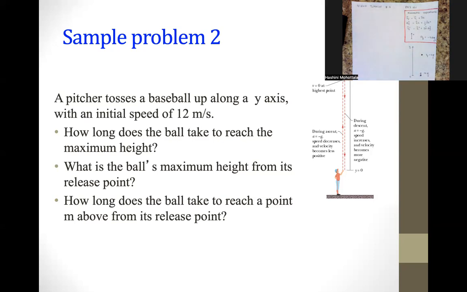So I'm going to go back to the recording. But before we go there, let's see what we are supposed to find. First part, how long does the ball take to reach the maximum height? And the second part asks, what is the maximum height? So basically, we are looking for time t in the first part and delta y in the second part. Now, don't get confused with delta y and delta x. They both stand for the same idea, which is the displacement. And the third part is a little tricky, so I'm going to come back to this after we discuss the first two parts.